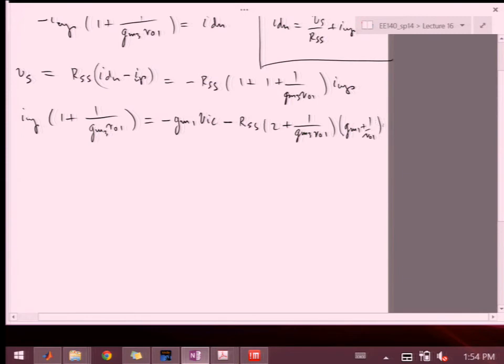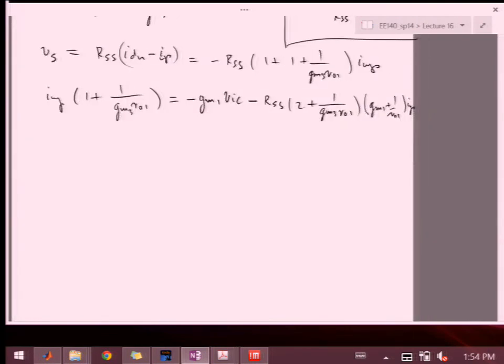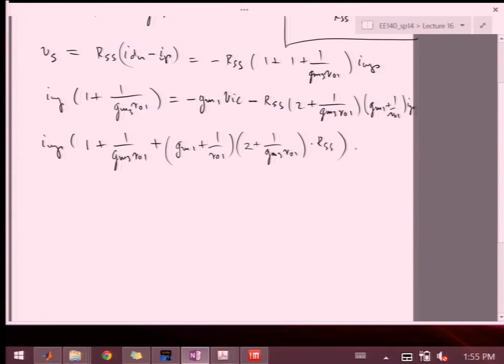And then we have I up. So from here, if you move things around, you get 1 plus 1 over gm3 ro1 plus this whole thing over here. And that is gm1 plus 1 over ro1 times 2 plus 1 over gm3 ro1. And that times RSS. And that equals minus gm1 VIC.